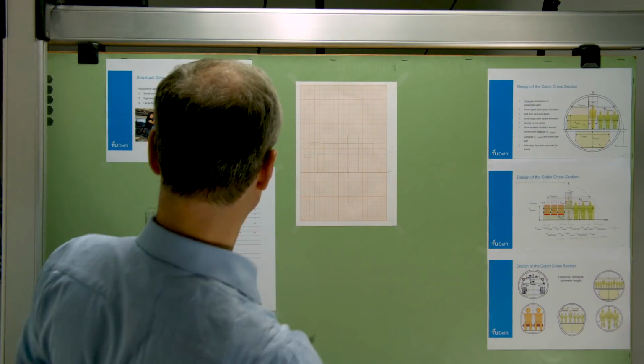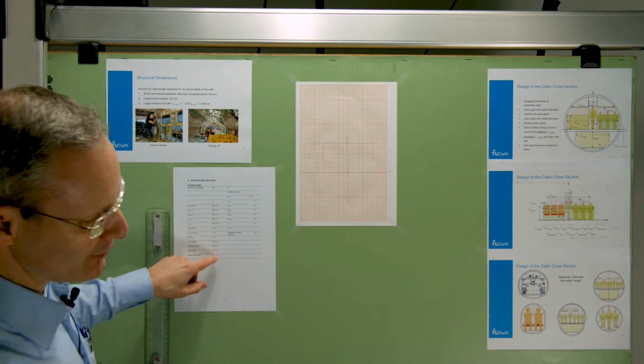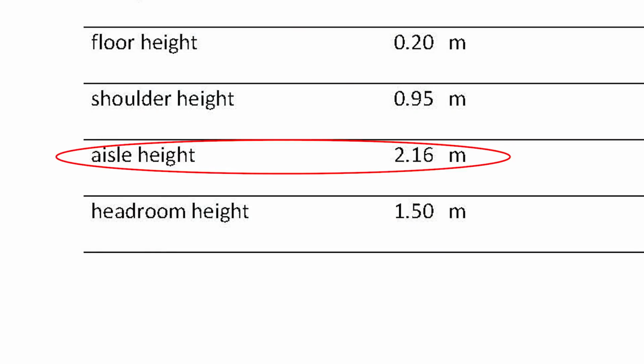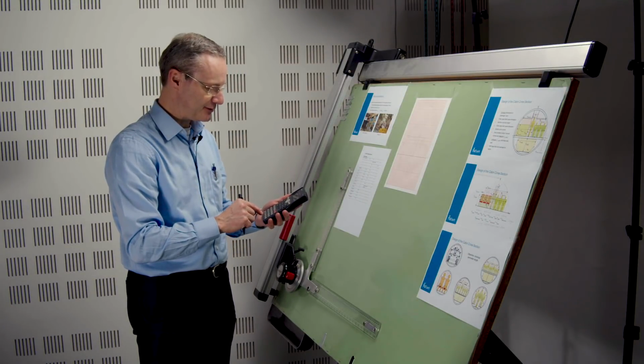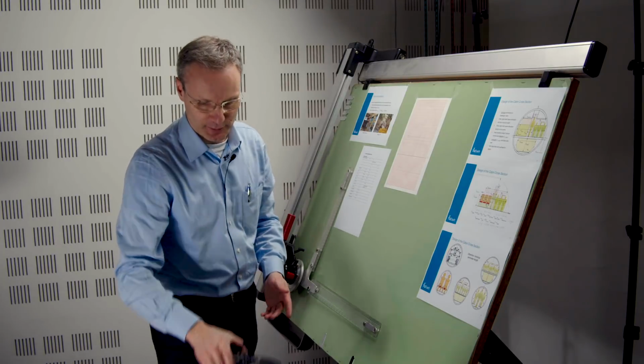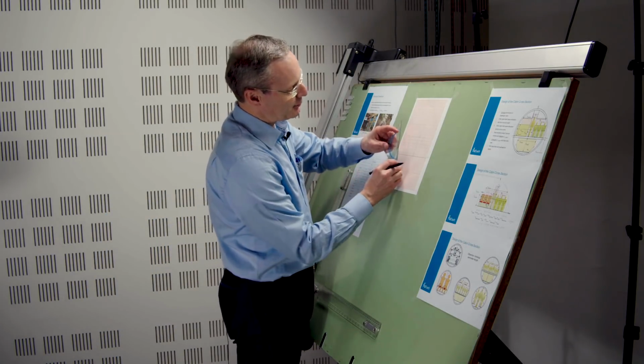And now we need to figure out what is the height of the aisle. That has been given as 2.16 meters. Let's do the calculation again. 216 centimeters divided by 25, 8.64. Okay, we need 8.64.